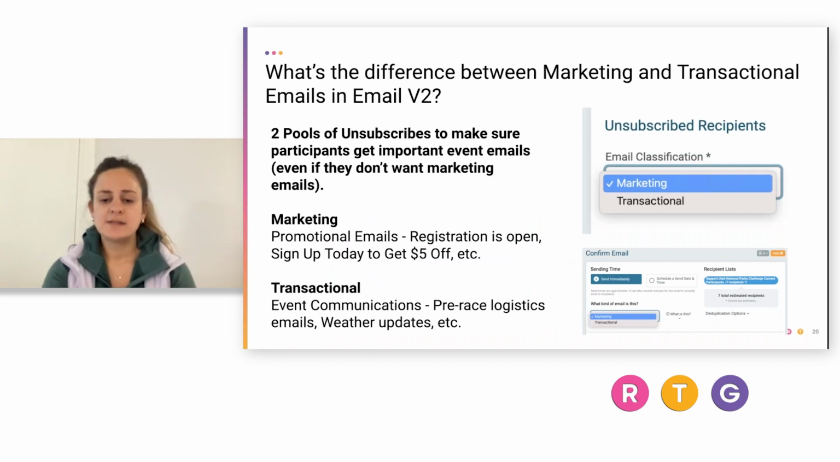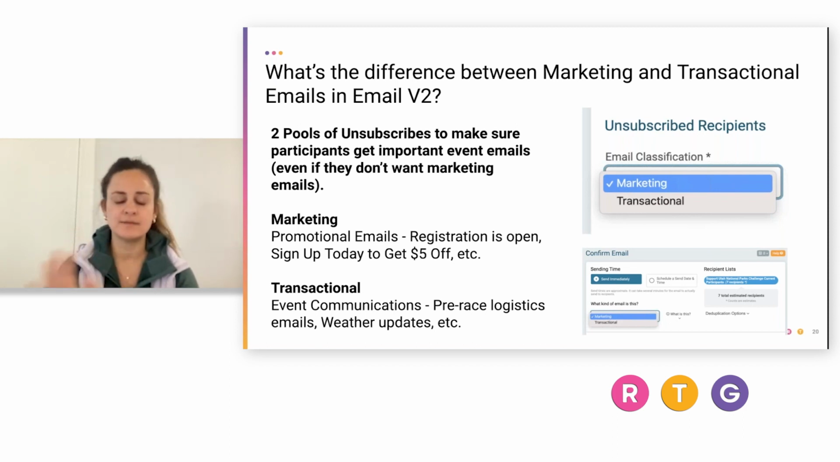And then I mentioned this when we were doing the demo, but just to clarify this, one of the really, really big benefits of moving to email v2 are these two different pools of unsubscribes. The marketing and transactional, and if somebody unsubscribes from marketing, then they are still subscribed to transactional. When you're thinking about how you want to classify your emails, marketing is promotional, so you're not using placeholders, you're talking about sign up today. Transactional are like event communications that may include participant placeholders or like weather updates or something.